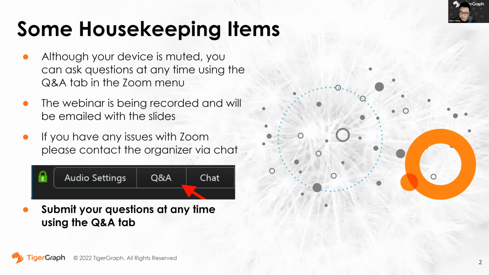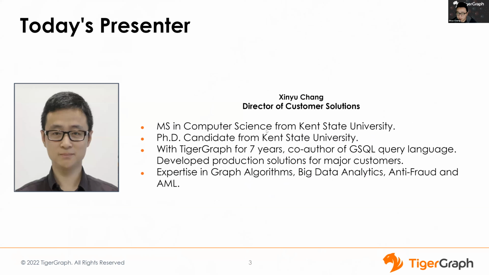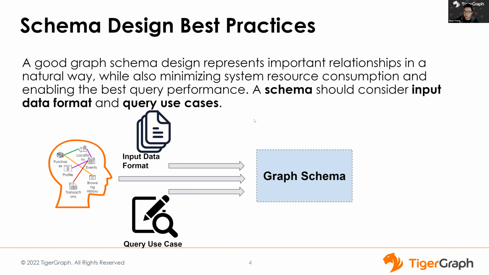As we all know that, firstly, actually, let me introduce myself. I'm Xinyu Chen. I'm the director of customer solutions at TigerGraph. I've been with the company over 7 years, and during the 7 years, I actually co-authored the GSQL query language. So I also lead a lot of the largest solution projects, and also my team developed the graph algorithm library. Yeah, so that's my background, and today I will talk about the best practices for the schema design.